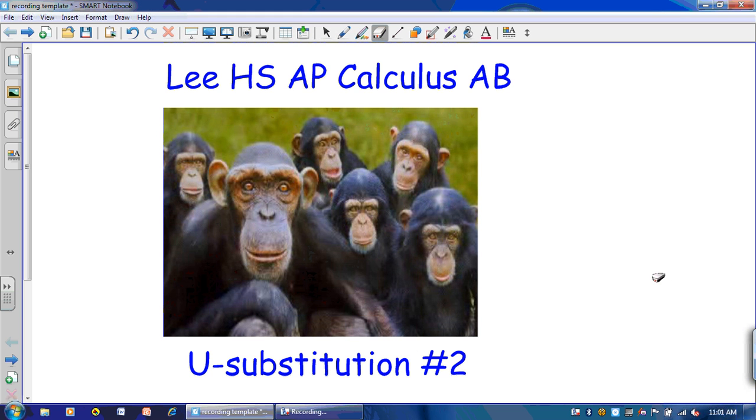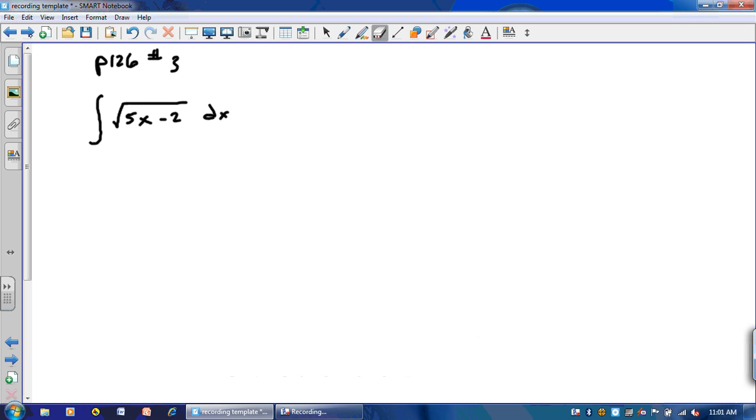Okay, we're going to do a couple of examples in this video of using the technique of u-substitution. A little more doing the problems and less explanation. So here we go. Let's get right into this problem. This is on page 126.